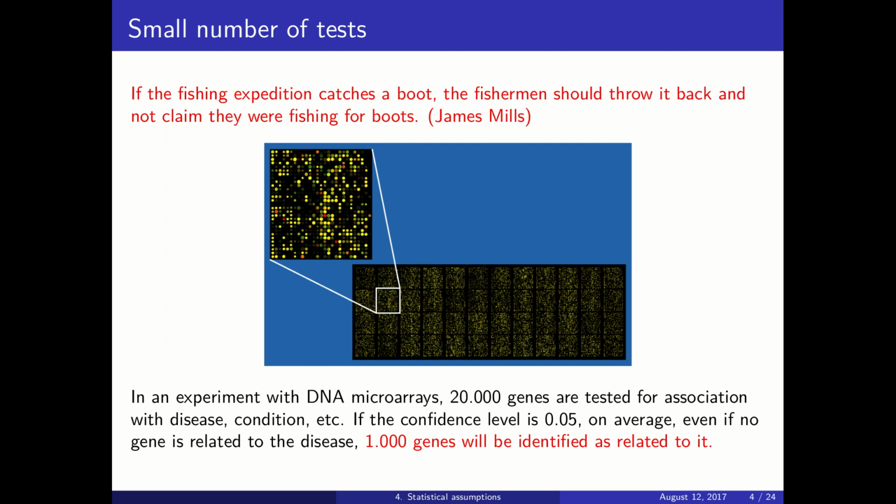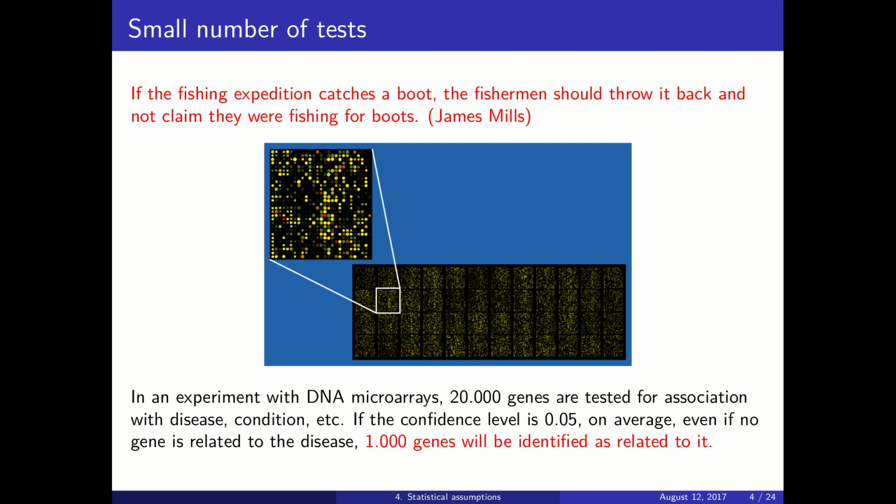just by chance, 5% of our genes, so that is 1,000 of them, will be identified as related to it. And this 5% comes from our confidence level, that we normally do our hypothesis tests with a confidence of 95%. So in a way, this is like fishing boots. We don't know exactly what we are fishing for, and then we fish something and we claim, oh, this is what I was looking for.